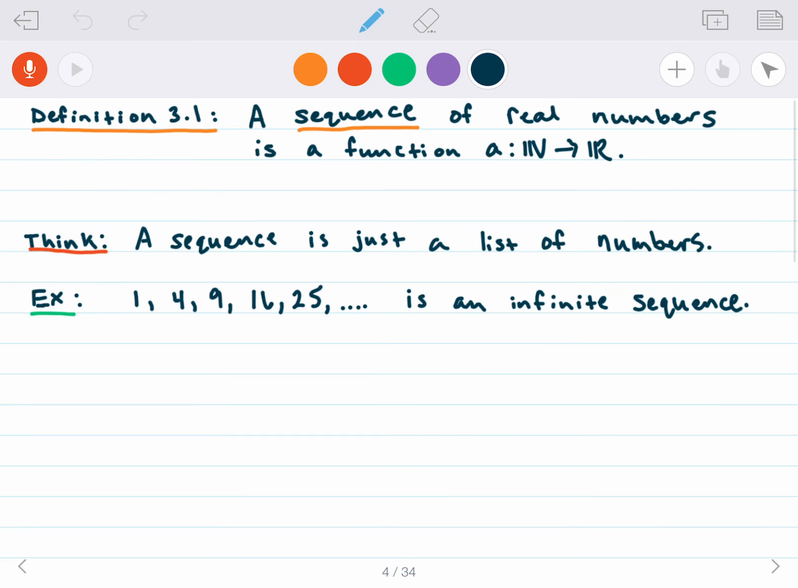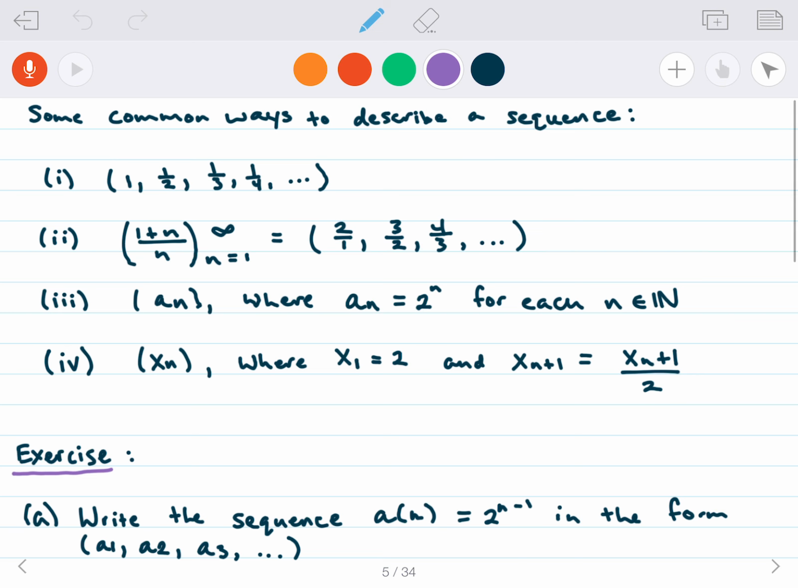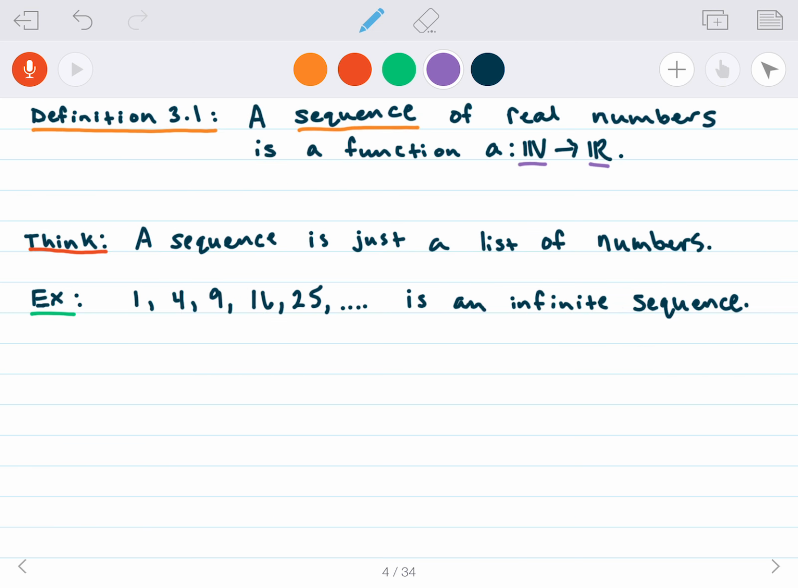Okay. So the first thing we need to do is define a sequence. All right, so a sequence of real numbers is just a function from the natural numbers into the real numbers. Okay, so we take in a natural number and we spit out a real number. A sequence is just a list of numbers. It's another way we can think of it. So like here's a sequence right here. This is an infinite sequence.